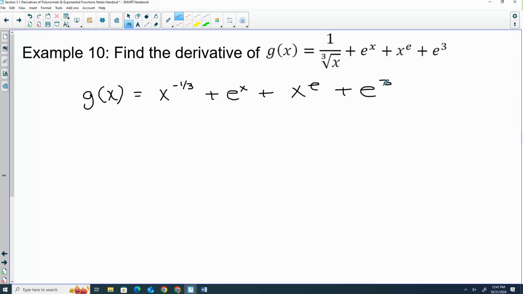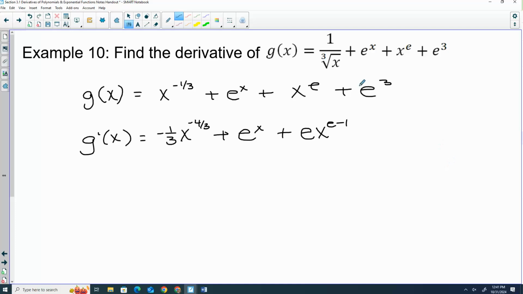Okay, so my derivative. The exponent comes down, keep the x, subtract 1 from the power: negative 1/3 minus 1. Plus, what is the derivative of e to the x? It's e to the x, right? Plus, okay, I have to think. x to the e is still x to a power, right? So e comes down, x, subtract 1 from the power: e minus 1.